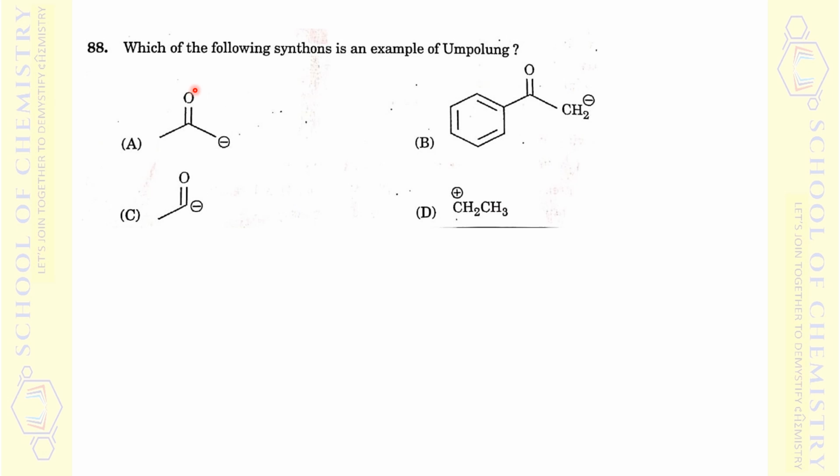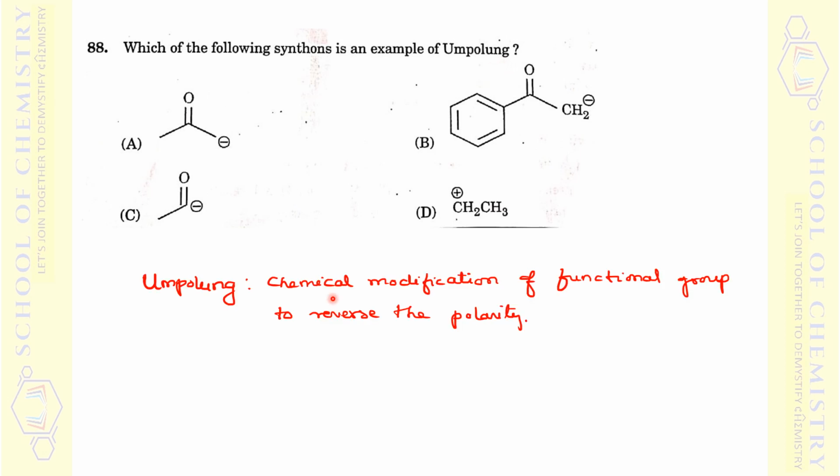The next question is based on something called umpolung. To answer this question, first we should know what umpolung is. Umpolung is the chemical modification of a functional group to reverse its polarity. In a regular way, a functional group has polarity in one particular way. If you are thinking of reversing that, then we can call such a species umpolung. For example, if you consider carbonyl functionality, the regular polarity is like this: the oxygen will have a delta minus charge and this will have a delta plus charge.